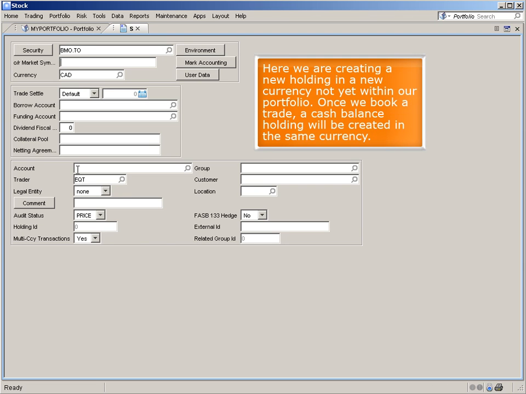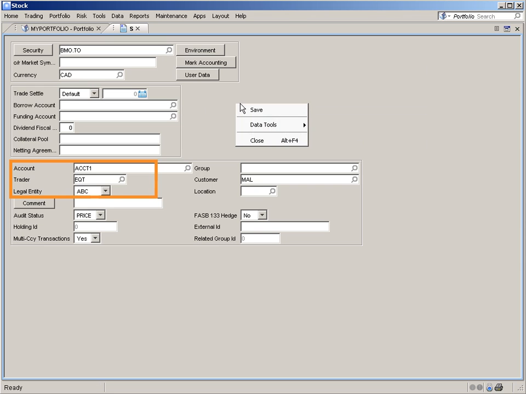Here we are creating a new holding in a new currency not yet within our portfolio. Once we book a trade, a cash balance holding will be created in the same currency.